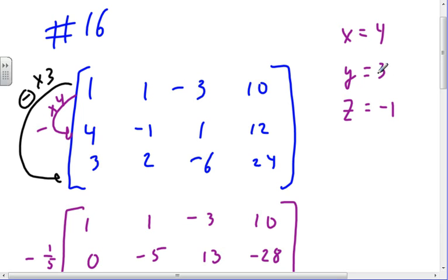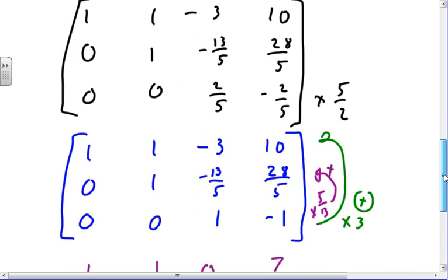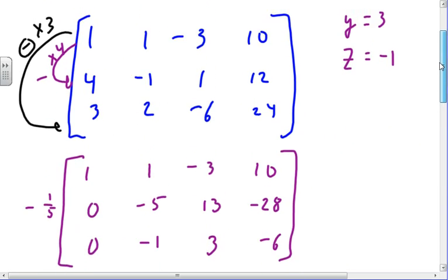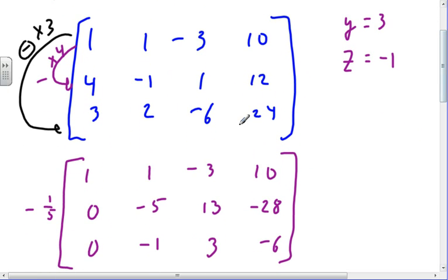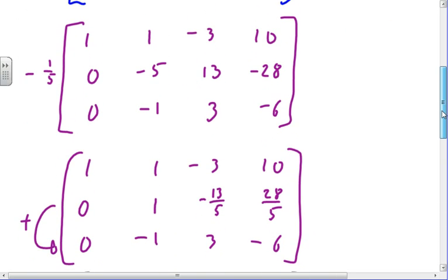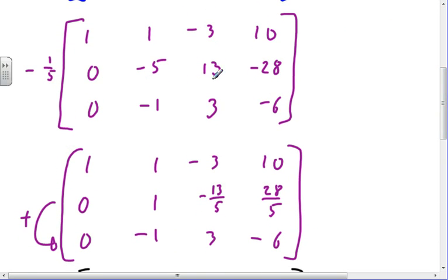So we have a problem with y being 3, but we got z right. All right, so we go back. Subtract, subtract, 12, subtract, subtract. That looks right. Got rid of that. Minus 1, 3, that looks right. 30, subtract, that looks right. So I look right there. I multiply through by minus a fifth.